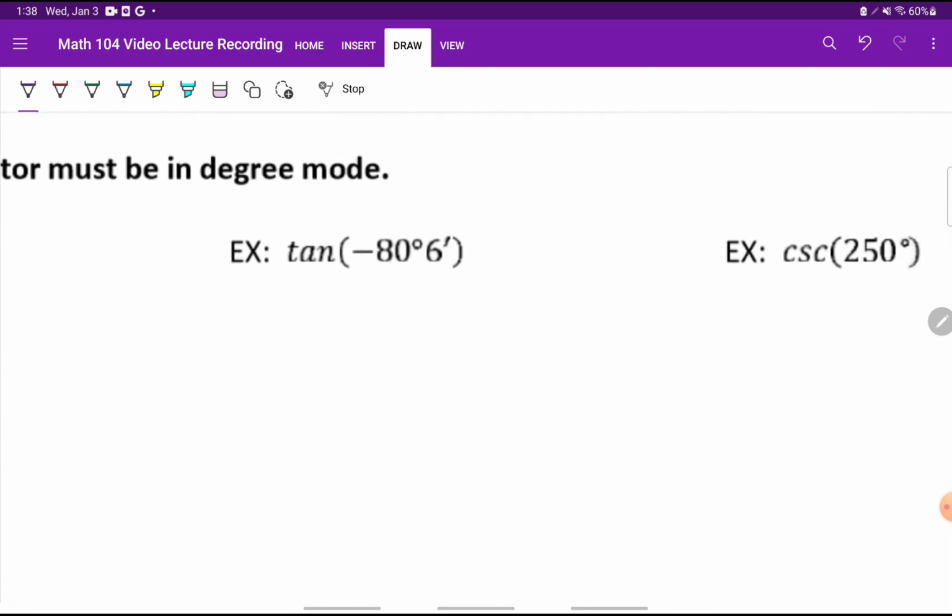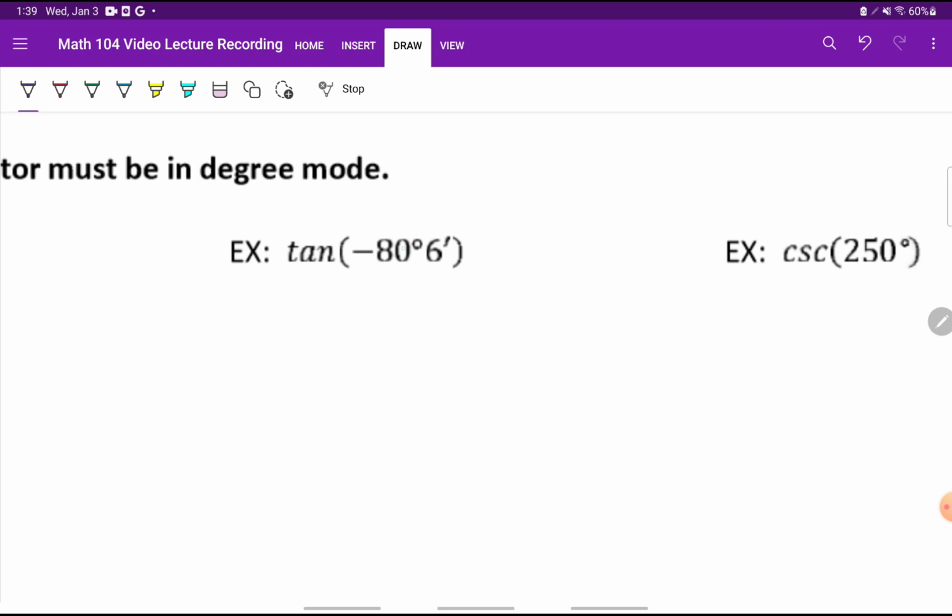Next, we want to find tangent of -80 degrees 6 minutes. So this is an example where we need to know how to use the degree, minute, and second functions of our calculator. So as I said before, if you don't know how to do that, please pause this video, check out the links I have in the description, and get a little bit more detail on your calculator specifically. If you have trouble beyond that, please feel free to contact me and we can talk one-on-one about your calculator.